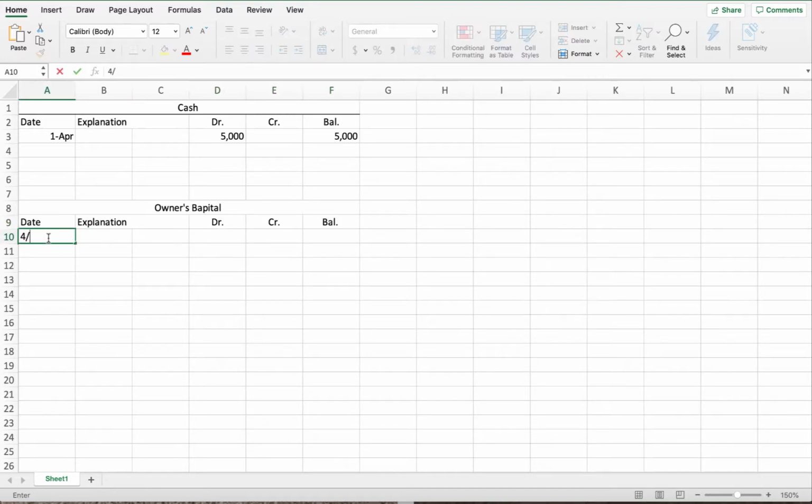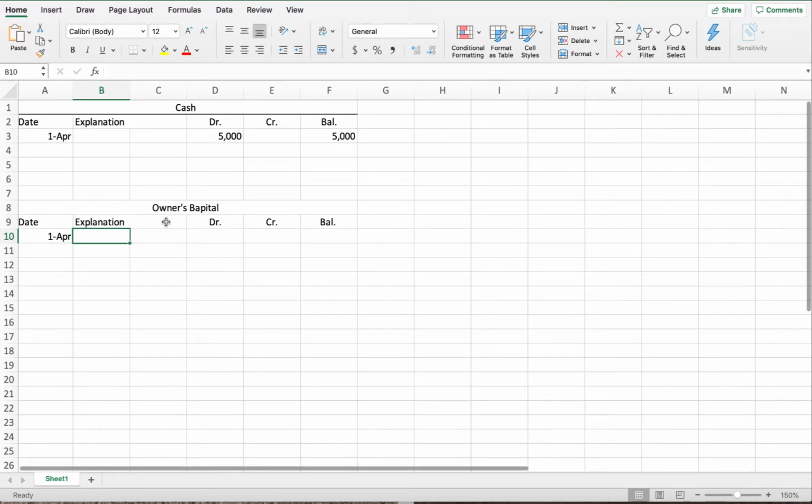So on 4-1, this is the other part of the cash transaction. The owner contributed cash. Well, think about it. Owner's capital.